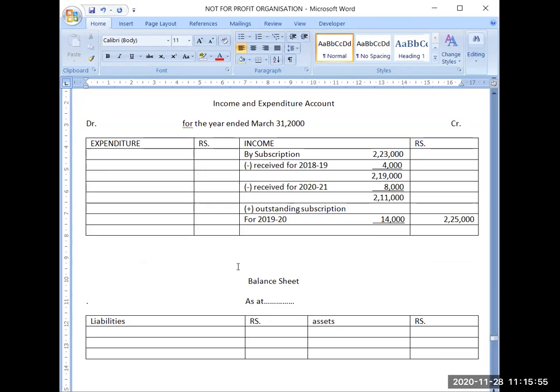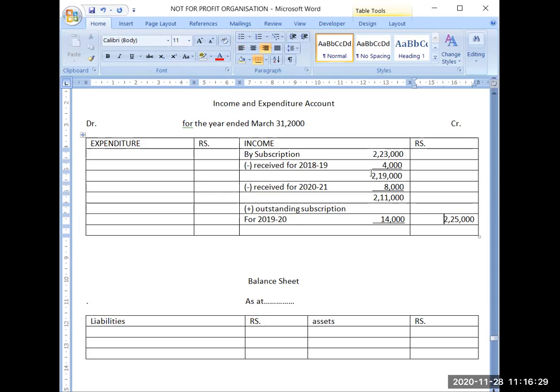One more way is there for attempting such question. What we could have done, we can directly write here 2,11,000 by subscription 2,11,000, and we will just add this outstanding subscription of the current year 14,000, and the total income will be again there 2,25,000. These two eliminations I have done only for your clarity purpose. Sometimes students may get confused that why we are not deducting these amounts here when we were deducting it earlier also.